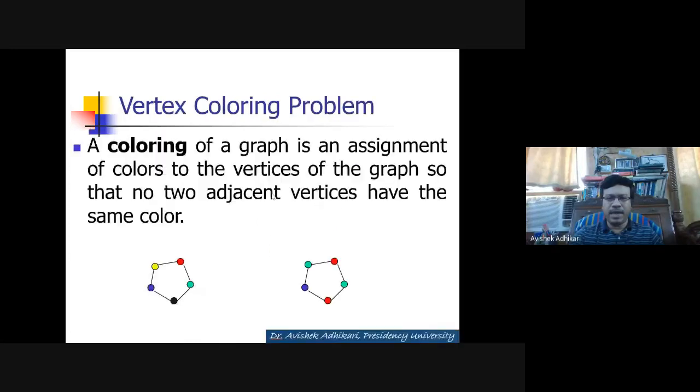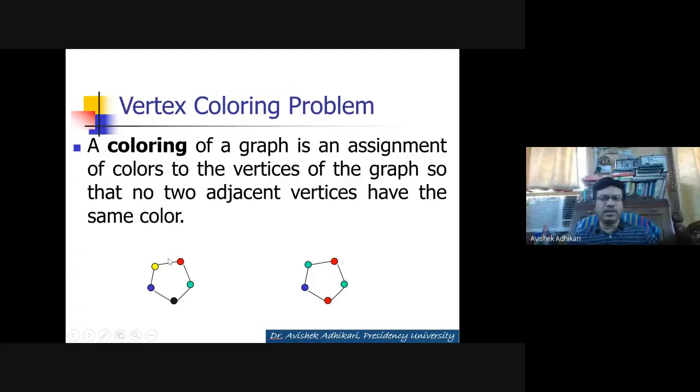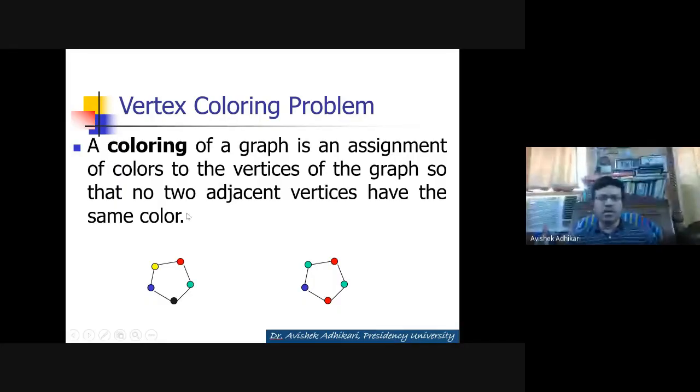Now I will come to another interesting topic of graph theory, known as the vertex coloring problem. What does it mean? Coloring, we all know. Suppose we have this graph and I want to color the vertices. There are one, two, three, four, five vertices. You can always color a graph with as many distinct colors as there are vertices, but in graph theory, that is not that interesting.